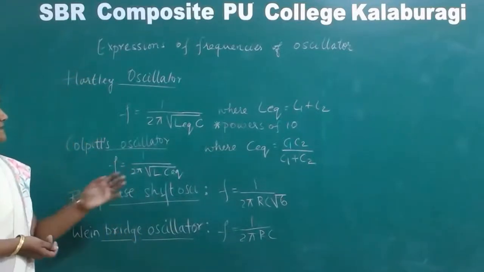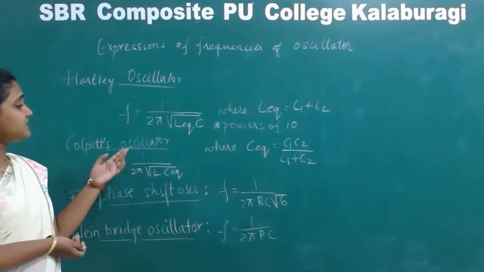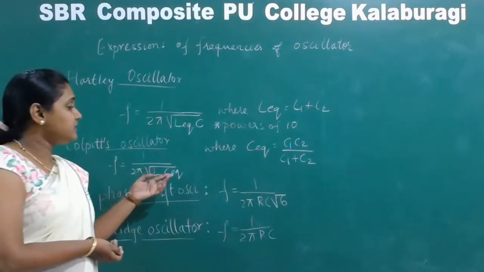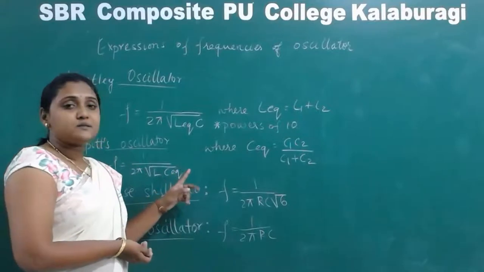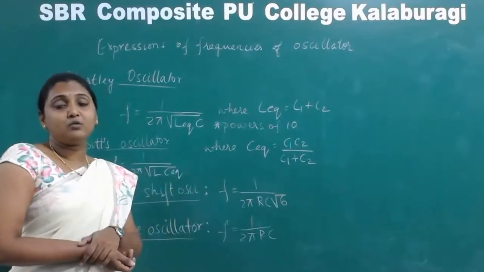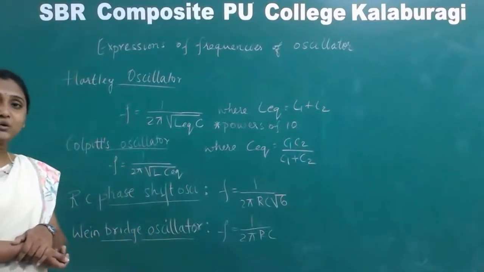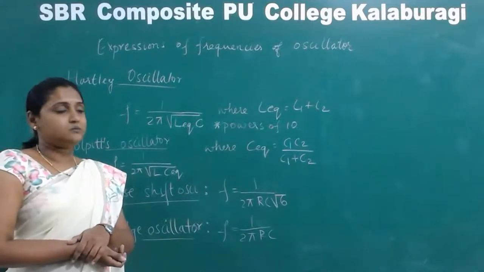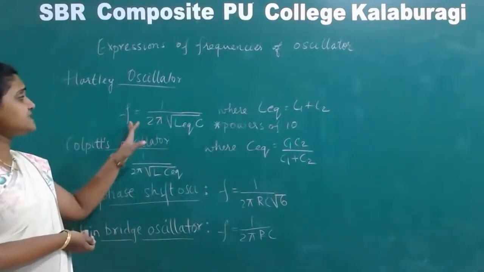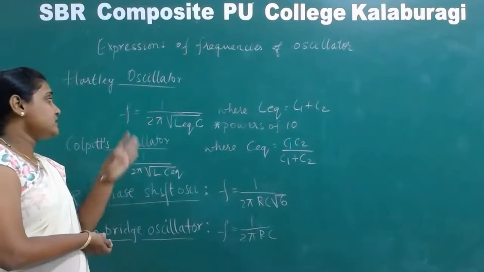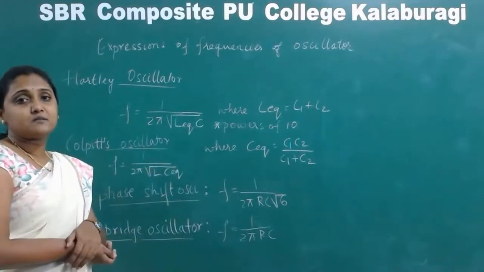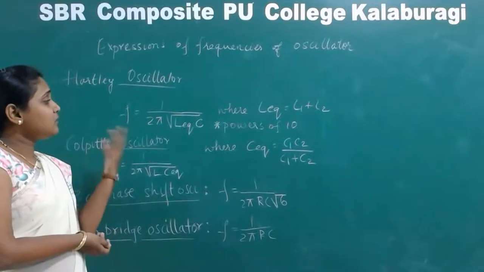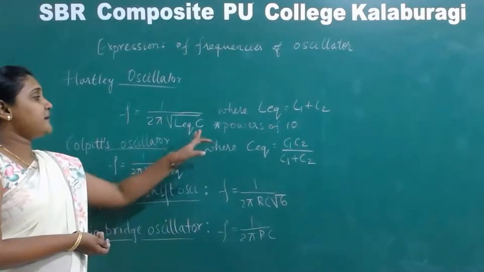Got it? The same rule we have to follow for the Colpitts oscillator also, where here also we have to maintain the power of 10 as an even number so that it can be easily brought out from the root by simply dividing by 2. This is one way of asking the question, that is, frequency is asked by giving the values of inductor and capacitor. They can also ask the value of capacitance.